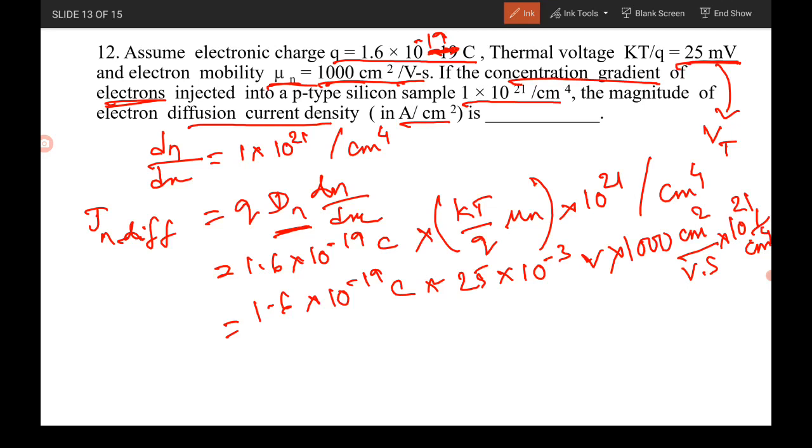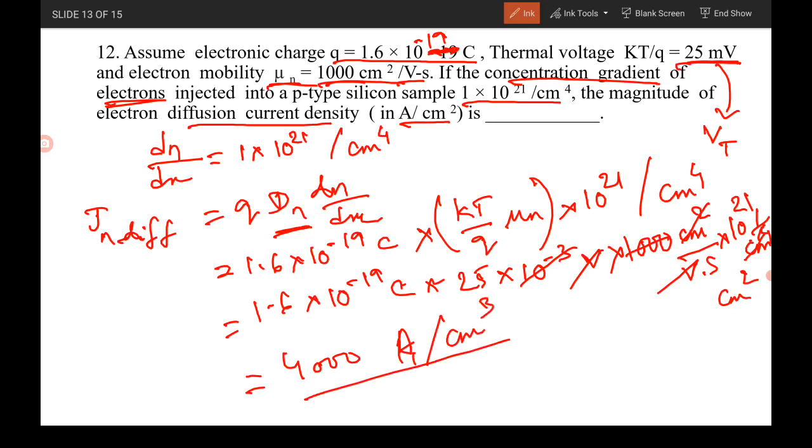Okay, so now we can simplify this. Volts get cancelled. This 10 to the power 3 cancels with 10 to the power minus 3. And after simplification, we will get 4000 amperes. Coulomb per second is amperes. Here centimeter square cancels with centimeter to the power 4, and we will get centimeter square, so amperes per centimeter square. So our answer is 4000 amperes per centimeter square.